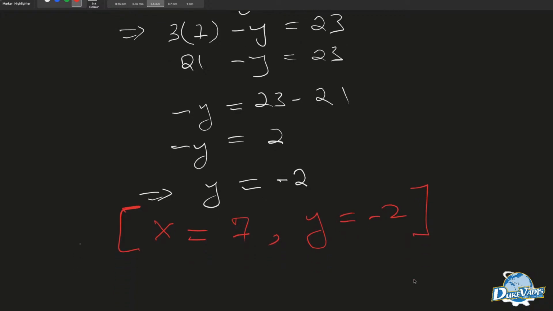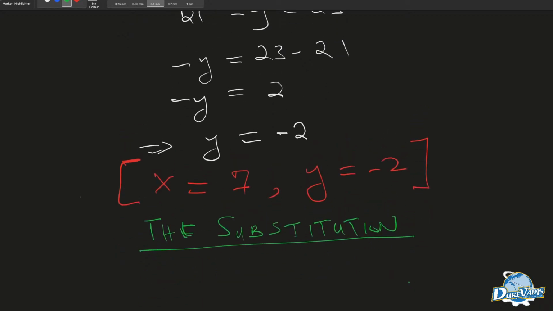Now let's see whether this is faster as compared to the next one we are going to work on. The next one is the substitution method. So it's the same equation.